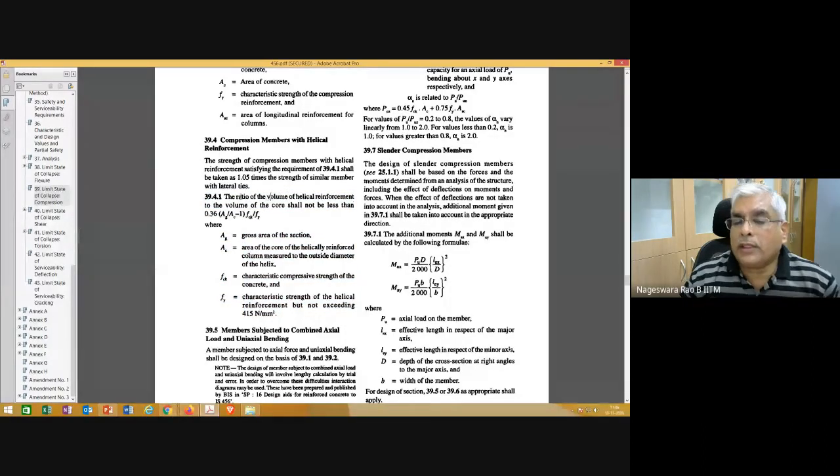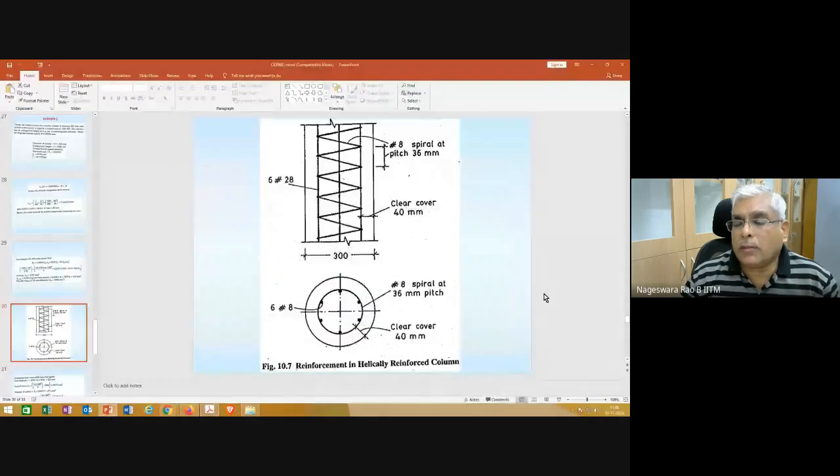The ratio of volume of helical reinforcement to the volume of core shall not be less than 0.36 times in brackets AG over AC minus 1, multiplied by FCK divided by F1. Okay, you need to make a note of this. Volume of helical reinforcement to the volume of core. And please note that when we are checking this, we are going to check for unit length. Okay, so let's see that procedure.